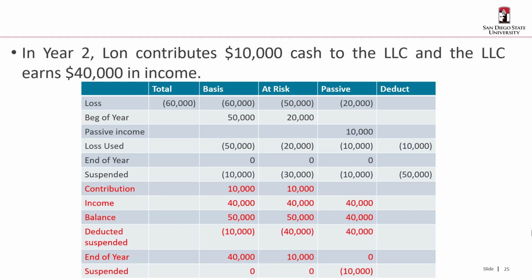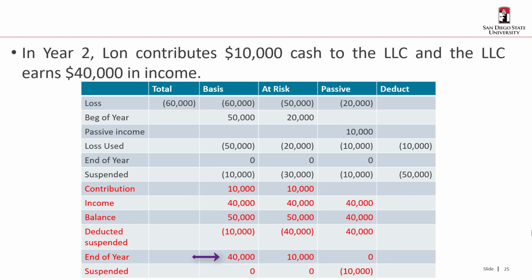So now, after considering those two items, Lon's basis is back up to $50,000. So notice that he had suspended losses last year of $10,000. He can now deduct those against his basis. As a result, his end-of-year basis is down to $40,000.